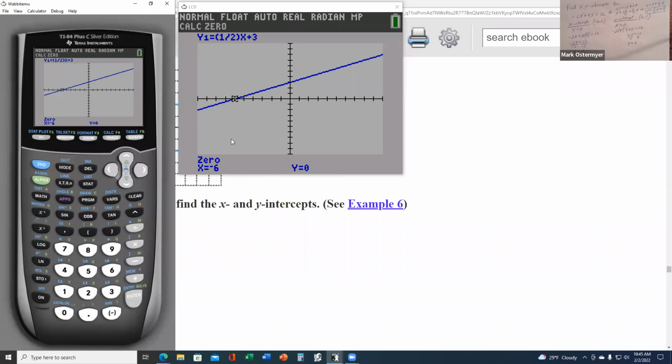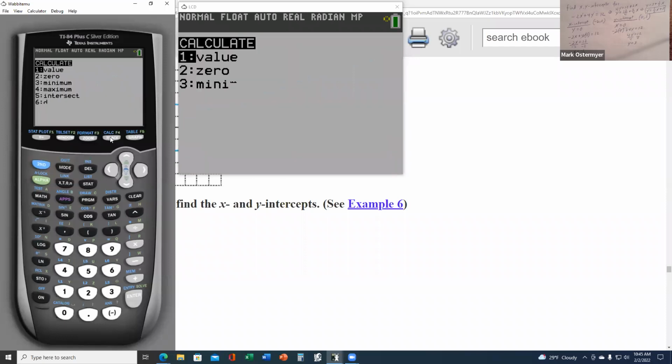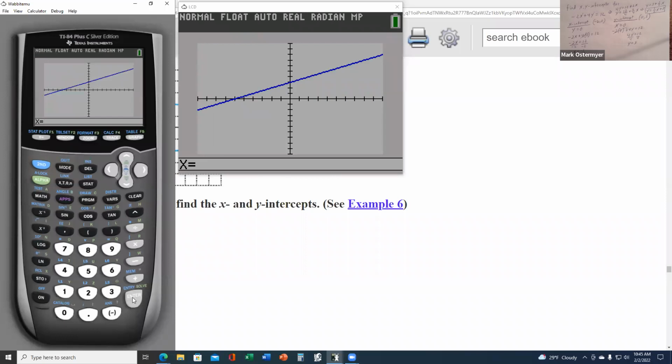To find the y-intercept, we go back to calculate, second trace, but this time we use the value function. So the value function always finds y-intercepts. Hit enter to activate the function, and we know that the x-coordinate of the y-intercept must always be 0. So we just type in 0, hit enter, and boom, you got your y-intercept, (0, 3). Any questions, ladies and gentlemen, on how we find the x and or the y-intercept graphically?